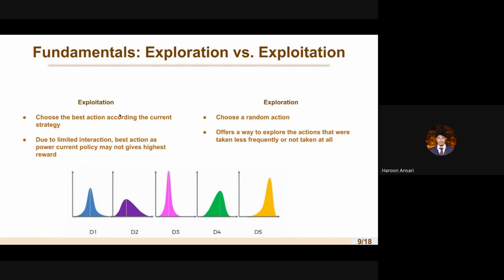So there are two things: exploitation and exploration. Exploitation is when we choose the best action according to the policy we have learned so far, and exploration is choosing a random action. When we do exploitation, let's say we have learned the value function that tells us the value corresponding to the different actions. Now you will always be choosing the action that gives you the highest value in a given state. But let's say there is some action that you have not taken so far, and you don't know anything about that action.